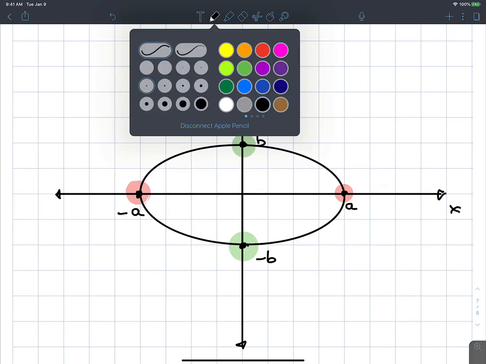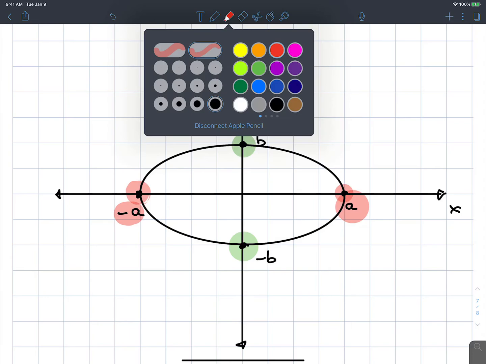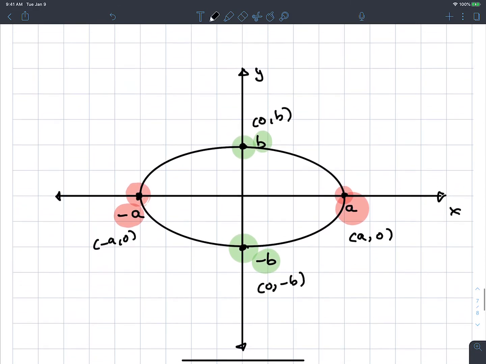The A values, again, are right here. Here's my A's. Here's my minus A's. And the B values are over here. So you guys know, in the formal address, you go through A, comma, 0, minus A, comma, 0. Here we go through 0, comma, B, and 0, comma, minus B. So here are the intercepts, the x and y intercepts. This is really what they're talking about when they say sketch an ellipse. This is a general picture.